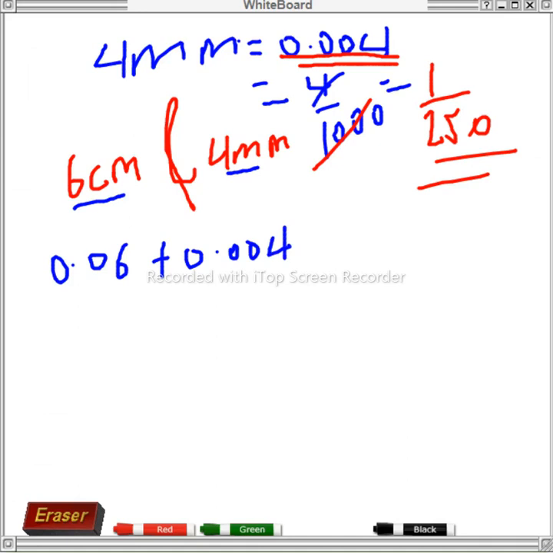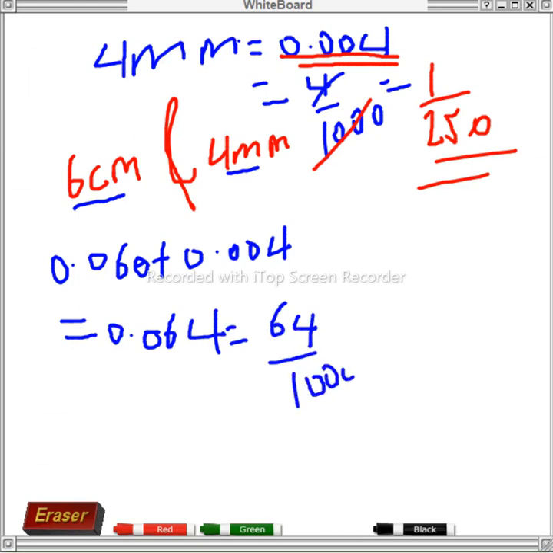After that we will add these numbers. We get 4 plus 0 is 4, 0 plus 6 is 6, and 0 plus 0 is 0, and after the point 0 plus 0 is 0, and we get this number. After that we write this number as a fraction, 64 over 1000. We can simplify this number by dividing it by 4. 64 divided by 4 gives 16. When we divide 1000 by 4, we get 250.